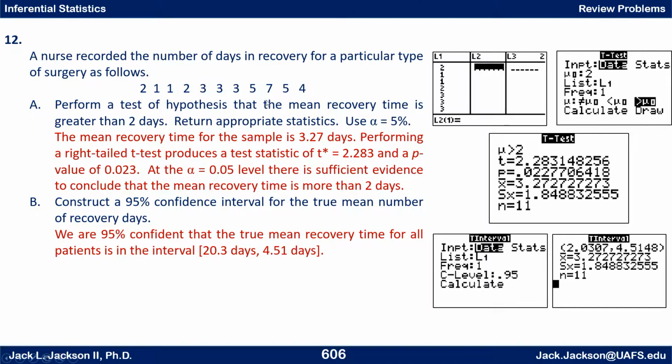So we could do a normal probability plot for this to be sure that this is reasonable. For now, let's assume it is. We choose our data. The mu naught is 2 days. Our list is L1 for our data. Frequency 1, and we're testing to see that it's greater than mu 0, okay? And we run that, say calculate, it comes up with this screen. The alternative hypothesis is that mu is greater than 2. The t-star test statistic is 2.283. P-value is 0.02277. That's the most important part.